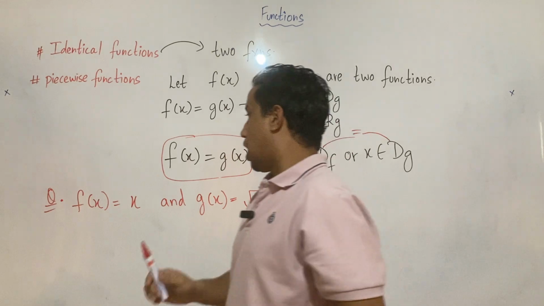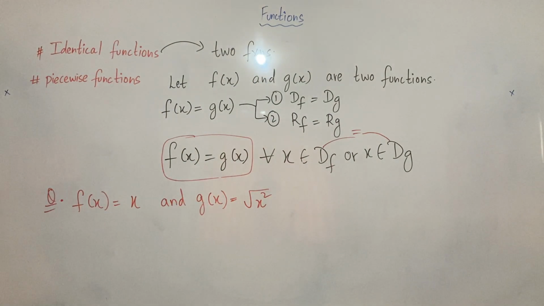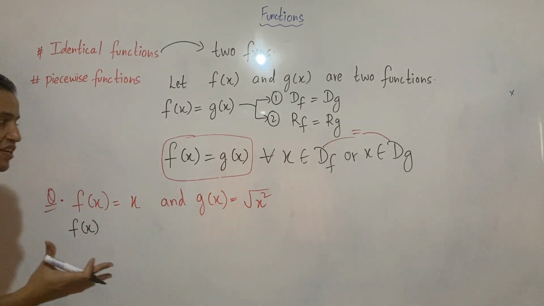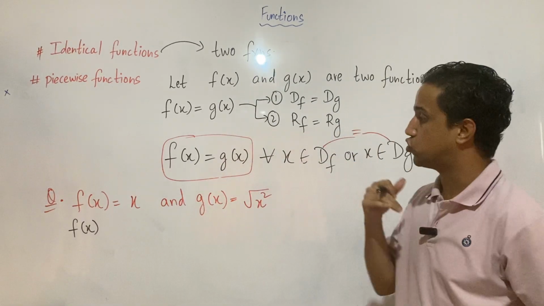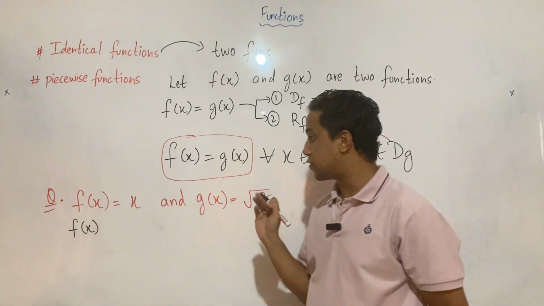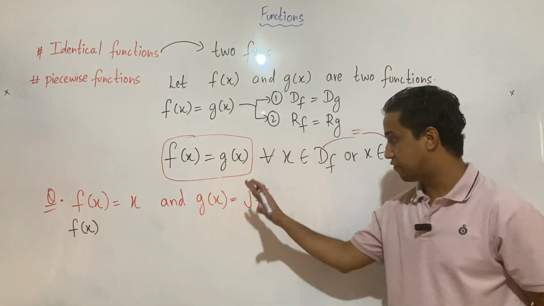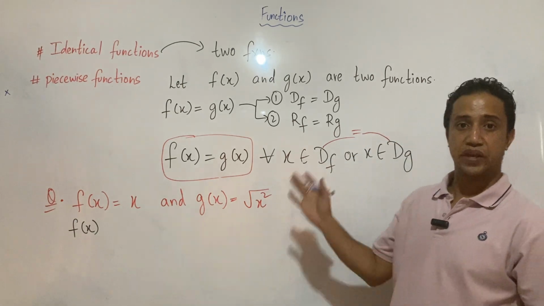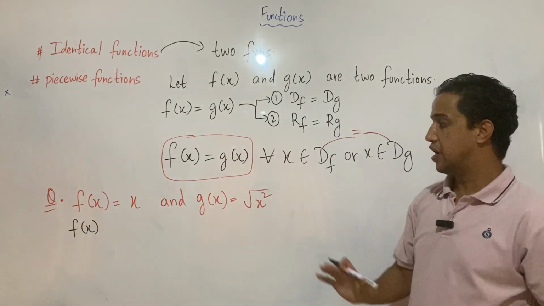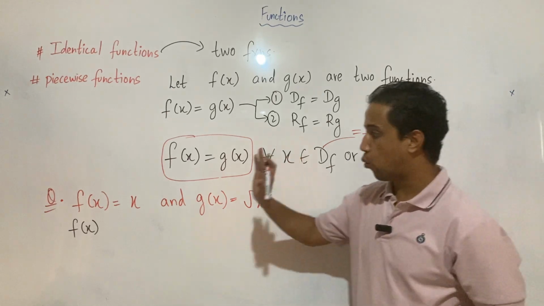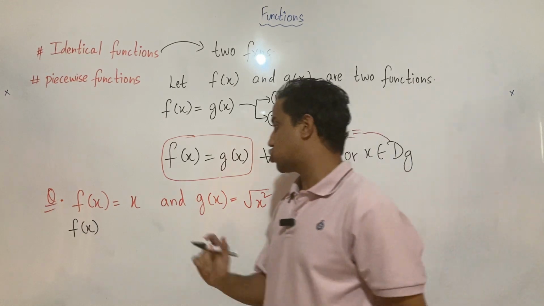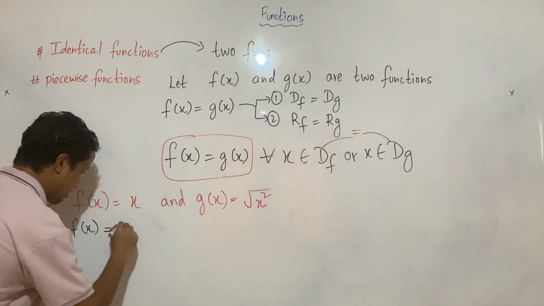Now first of all, we will start with f(x). We have to check if both of them are identical. So what do we need to check? We need to check their domains and relate their domains. We have to figure out if Df is equal to Dg, and then figure out their ranges, and see if the range of this function is the same as the range of this function. If both things are fine, then we can say that both these functions are identical. So the given function here is f(x) equal to x.